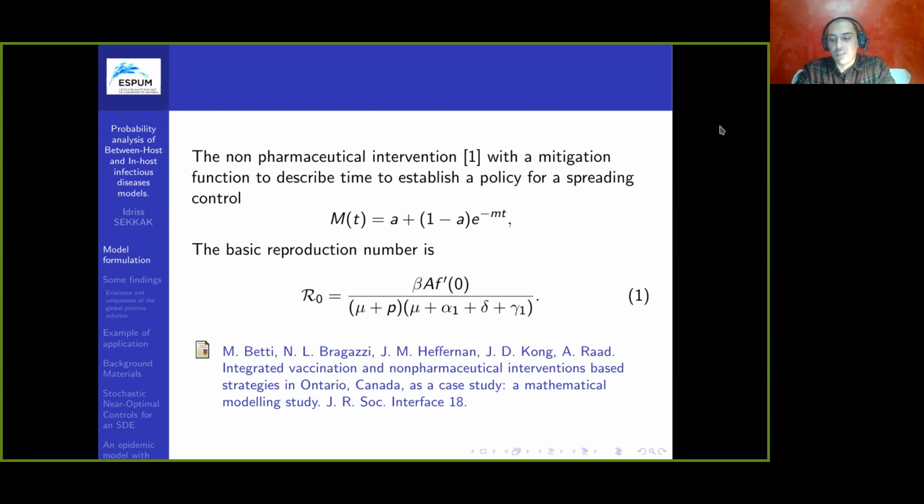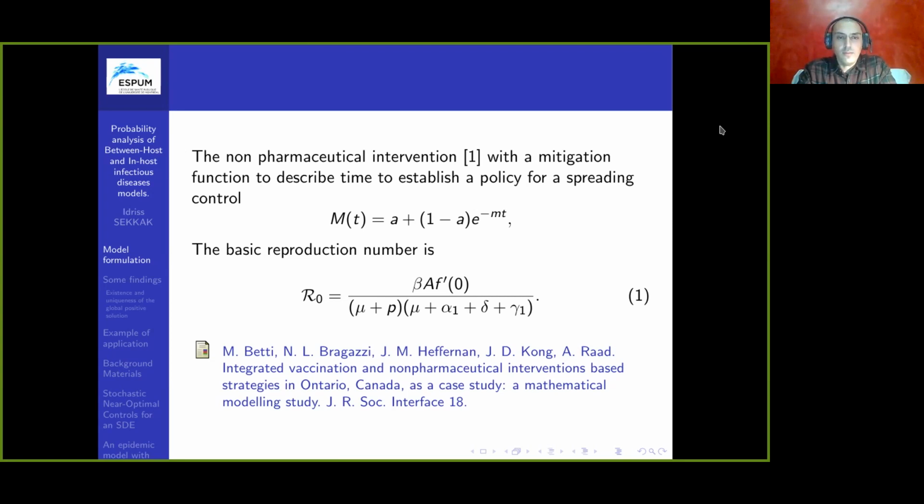The basic reproduction number here is R0 equals beta, the transmission rate, times the recruitment rate, and F is related to a general incidence function that we will see after that. And here we can see that P is the vaccination rate. If we have a bigger parameter P, it will decrease the basic reproduction number. That means fewer people will get infected by the virus.